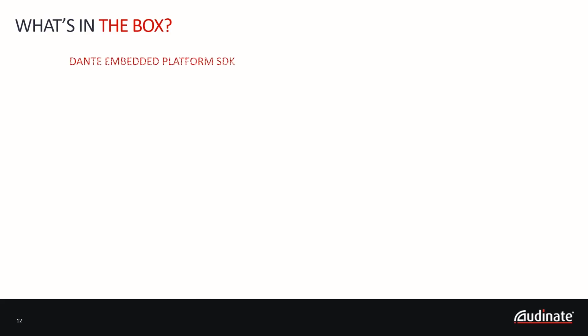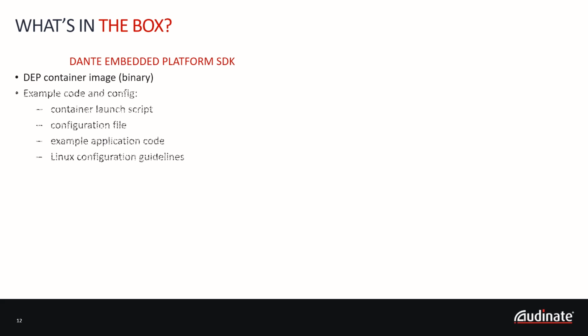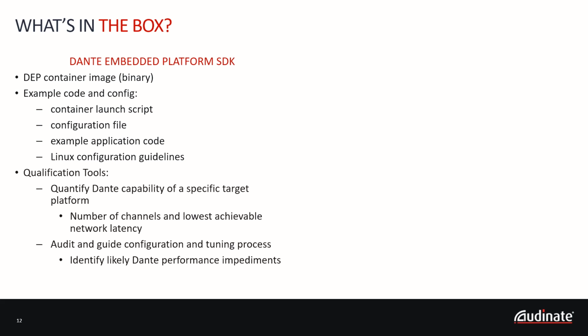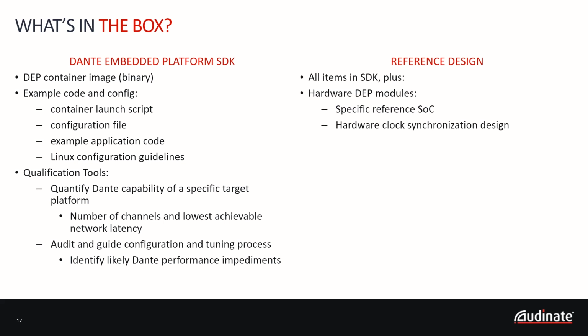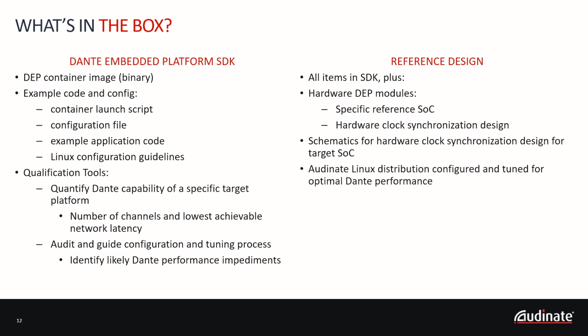When you get Dante Embedded Platform, what do we ship to you? We start with an SDK. We give you a binary image container, an example code and configuration to allow you to see how it's done. We also give you qualification tools that allow you to ensure that your product will meet your goals. Our reference design kit includes all the items in the SDK, plus hardware and modules that are specific systems on a chip that allow you to use our reference designs in developing your own products. We provide complete schematics for hardware clock synchronization, and we provide our own Linux distribution already configured and tuned for optimal performance of Dante Embedded Platform.